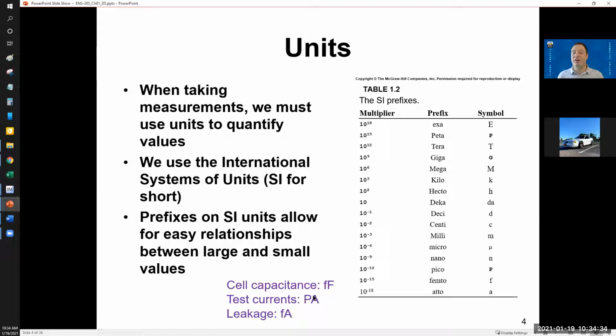I actually worked in an industry where we were doing capacitors for computer memory, and those are on the order of femtofarads and picoamps, and femtoamps. Those are the type of measurements you're looking at. So it is possible to measure down to this level.